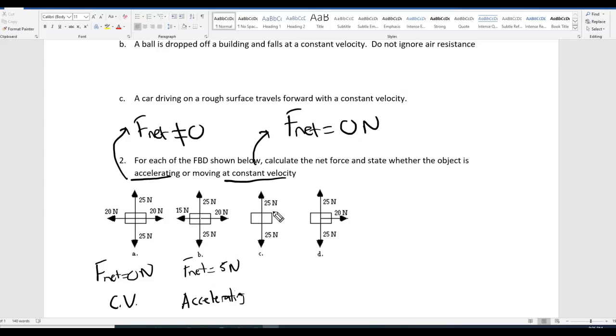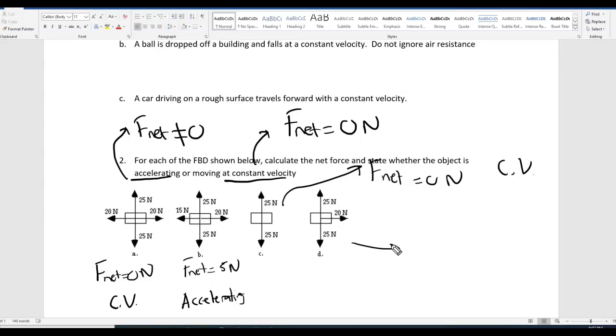2C, I've got 25 newtons going up plus negative 25 newtons going down. This one is going to have a net force of 0 because those two forces are going to cancel. That means it's moving with a constant velocity, or it could be at rest. I don't know. It just says in the question to state whether the object is accelerating or moving at a constant velocity, but it's also possible it's at rest if the net force is 0. Remember, there's no way to look at an FBD and know if the object is at rest or if it's moving at a constant velocity. Those are both two possible options.